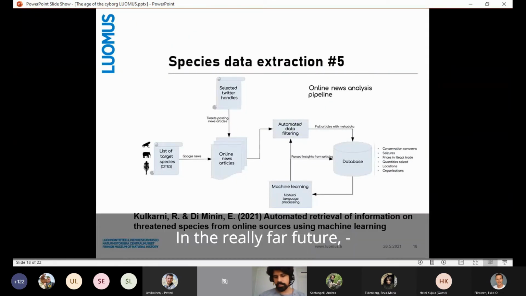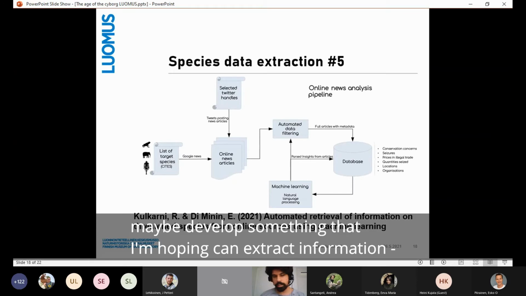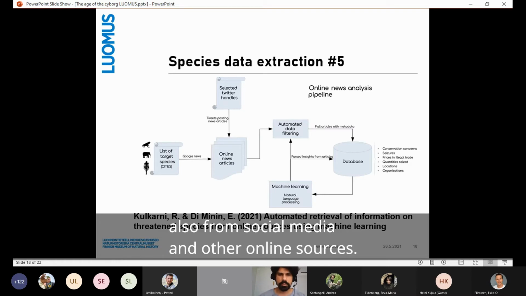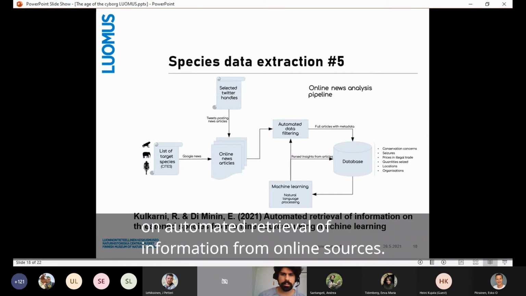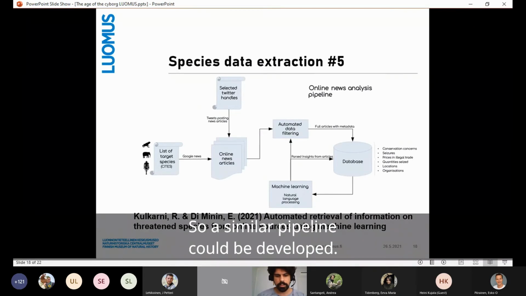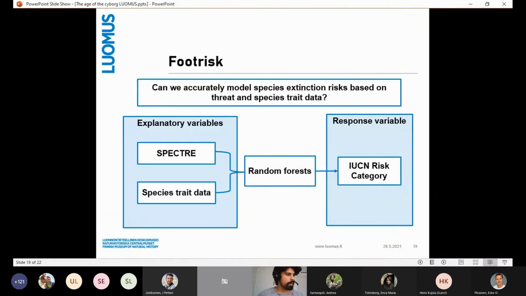In the really far future, maybe develop something, at least I'm hoping, that can extract information also from social media and other online sources. There is this very interesting article that was published a few days ago, I think, on automated retrieval of information from online sources. So a similar pipeline could be developed.